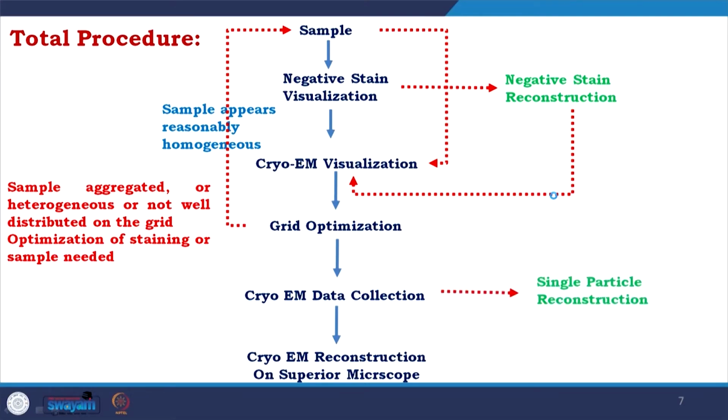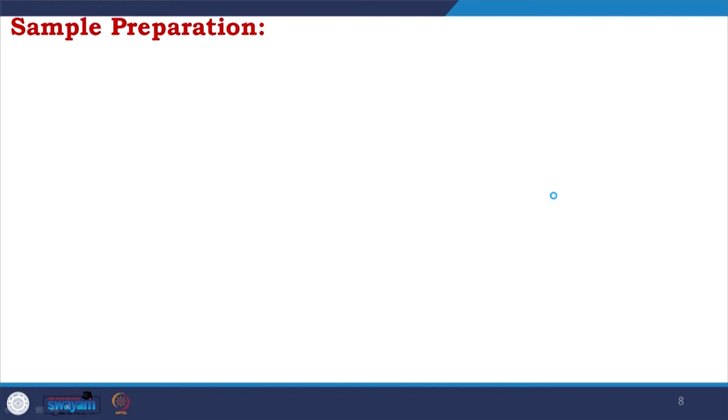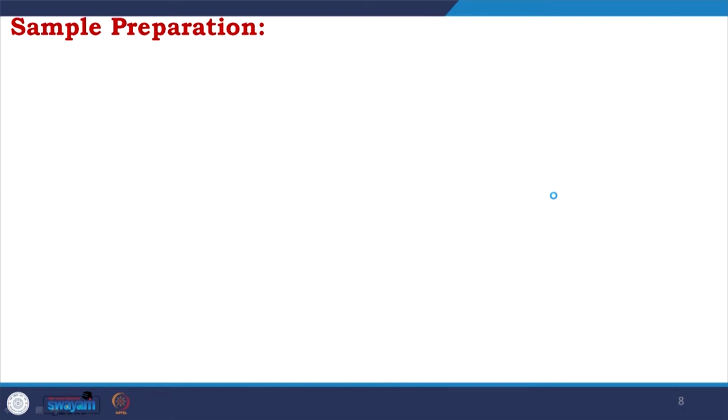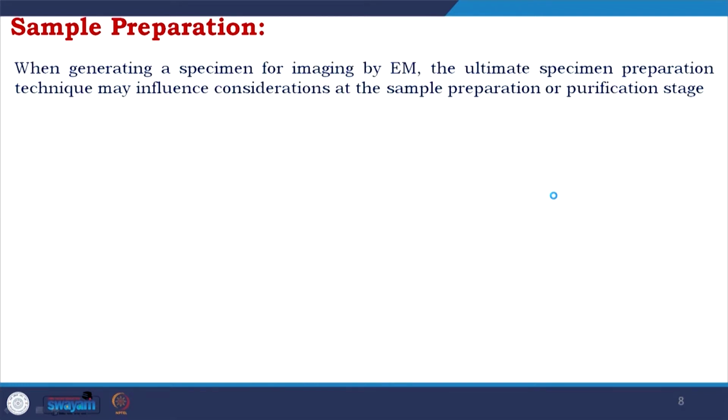Also, from cryo electron data collection, you could go for single particle reconstruction, using cryo electron microscopy reconstruction. So, we will talk about the procedures like the sample preparation, negative staining, visualization, grid optimization and data collection in this class. Coming to sample preparation.